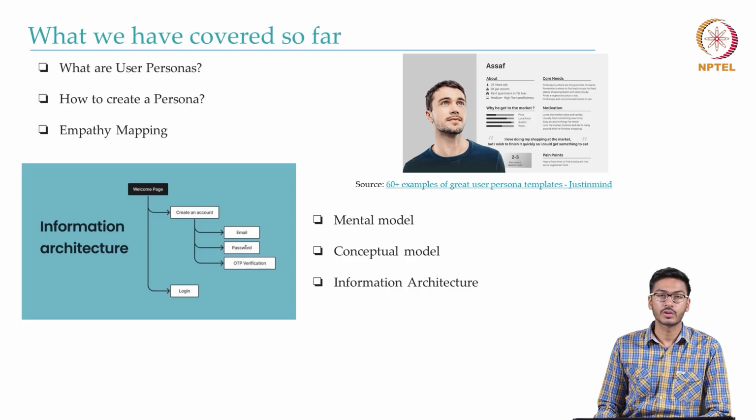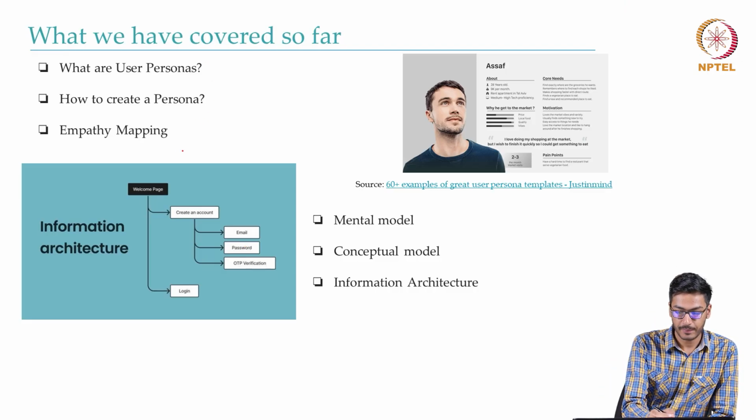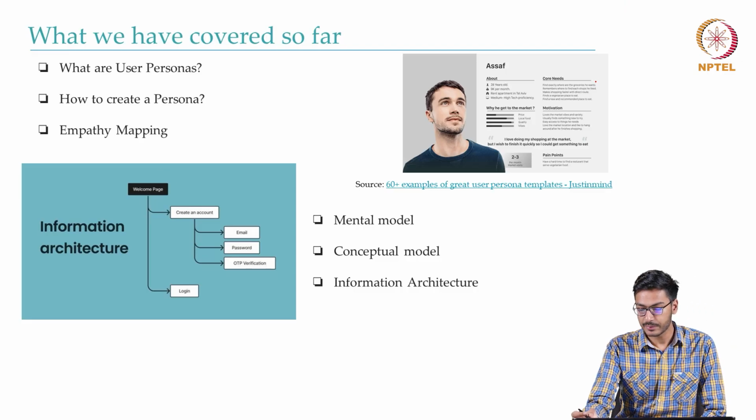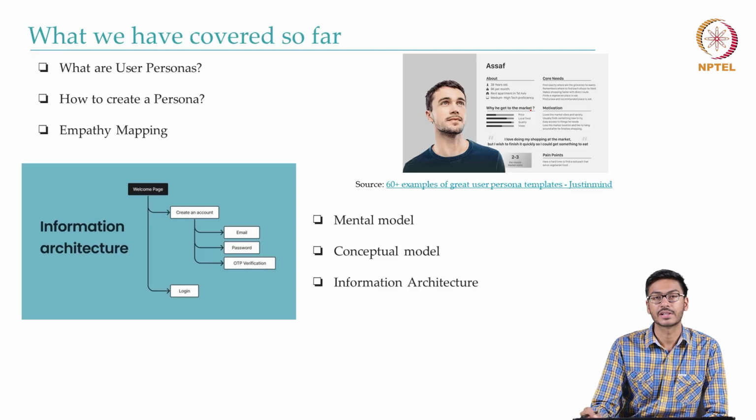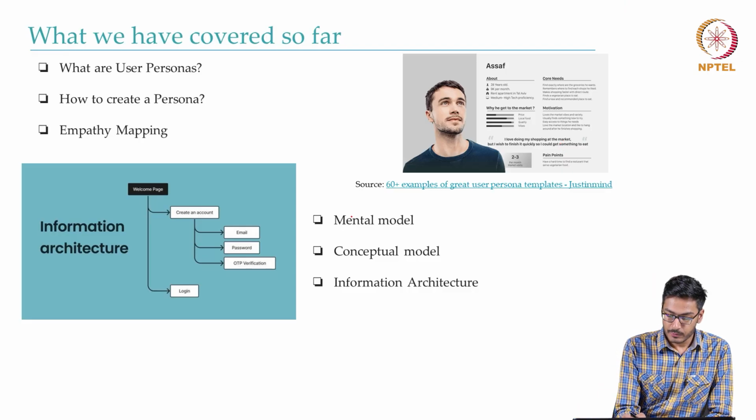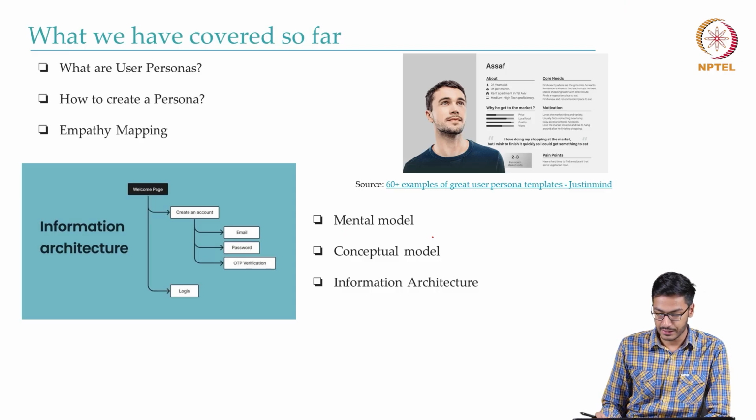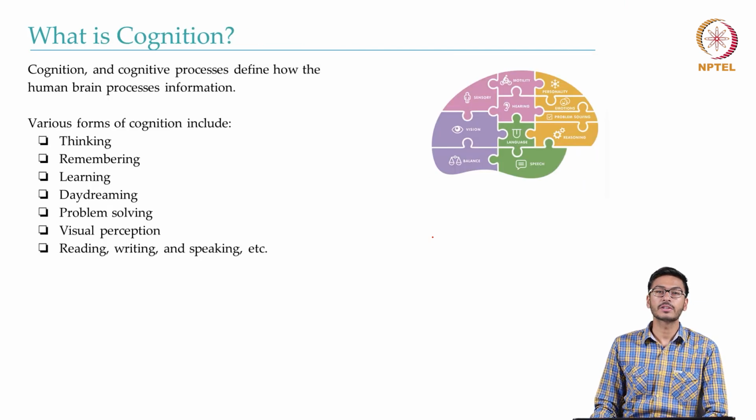Furthermore, we moved on to user personas, how to create user personas, and empathy mapping. As you can see here in the image, this is an example of a user persona which includes the user's demographic details, his core needs, his motivations, something about his personality. Next, we moved on to user perspectives, where we discuss mental model, conceptual model, as well as the information architecture. That was it for the previous parts.